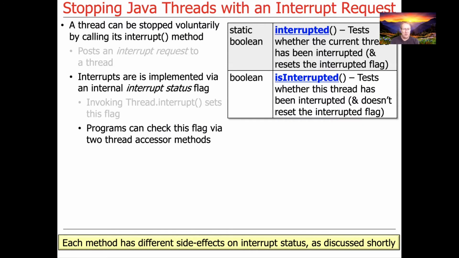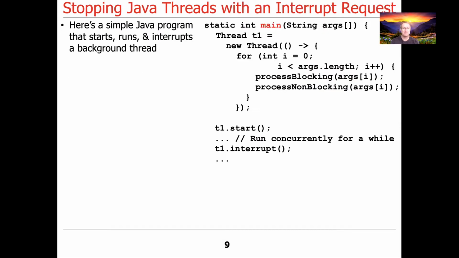Programs, or rather the parts of the program that are running inside the thread, like things that are called from the run hook method, can check this flag a couple of different ways. One is by using the interrupted method, which is a static method, which tests whether the current thread has been interrupted and has the side effect of resetting the interrupted flag. And the second method is isInterrupted. And this tests whether the thread has been interrupted, but doesn't reset the interrupted flag. So each of these approaches has pros and cons and side effects, and we'll talk about them in a moment.